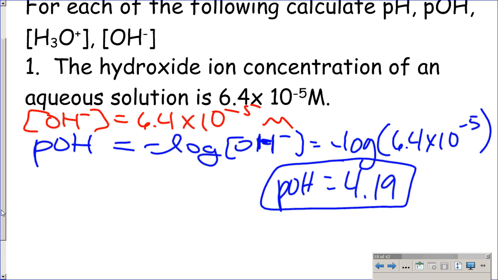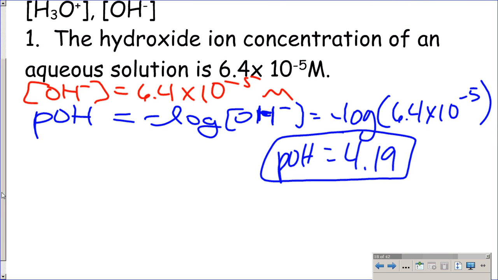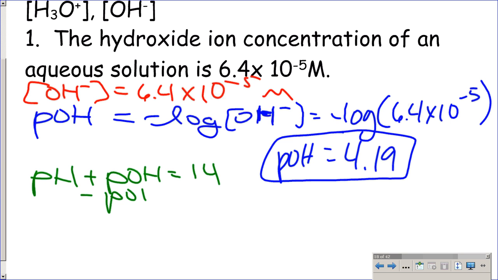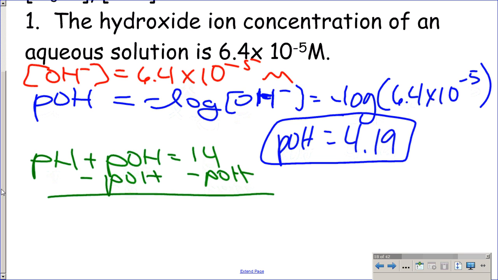So pOH is 4.19. What's the next easiest one to get to of all the things we have to calculate? pH. How do you get pH from pOH? They're saying pH plus pOH is 14. So you're subtracting pOH from both sides. So 14 minus 4.19 is 9.81.